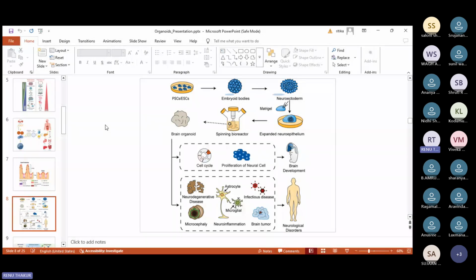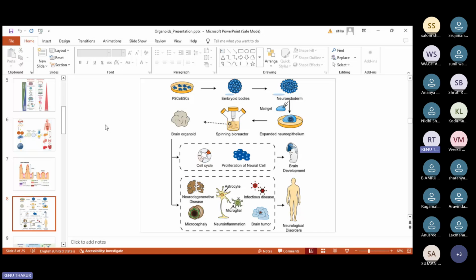Again, disease modeling and brain development study: we can study how brain development happens. They provide a valuable tool for understanding brain development, including the formation of neural layers as well as the maturation of neurons. If we want to see how a brain develops from a newborn to an adult, we can study those stages also using this kind of 3D model.